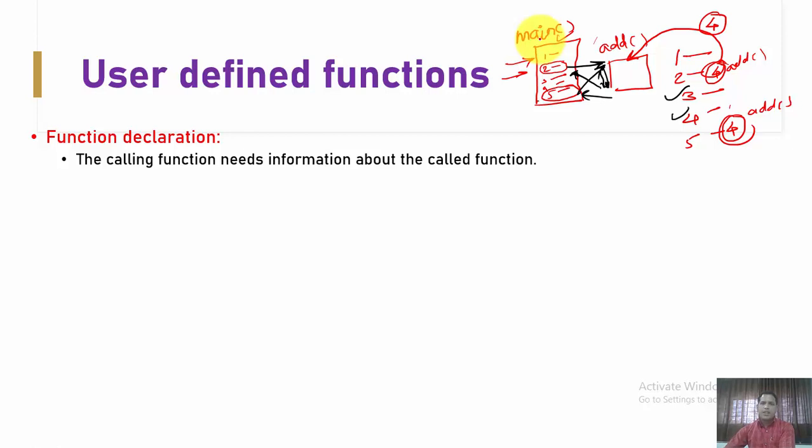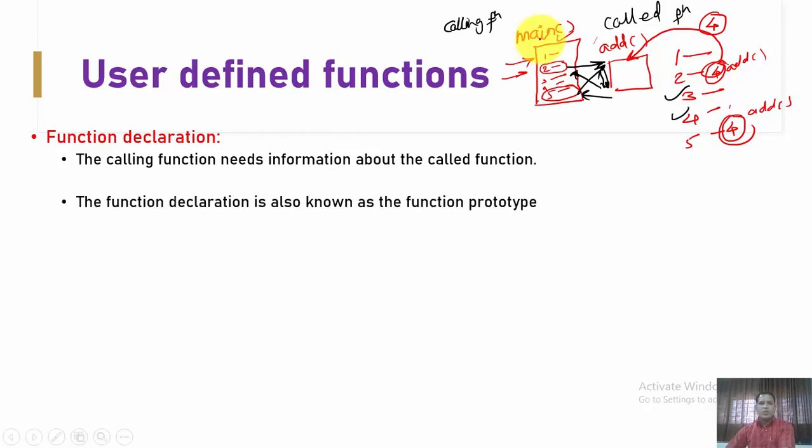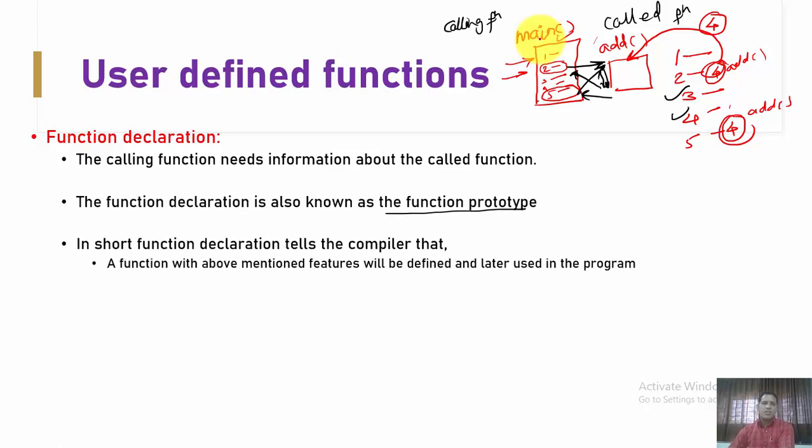So in this case, the main is called the calling function, right? And the add is called the called function, right? The calling function needs information about the called function. For that, the function declaration is used, and it is also known as a function prototype. So what is the use of this function prototype? First, the function prototype or function declaration is done in order to inform that a function with the above mentioned features will be defined later in the program.